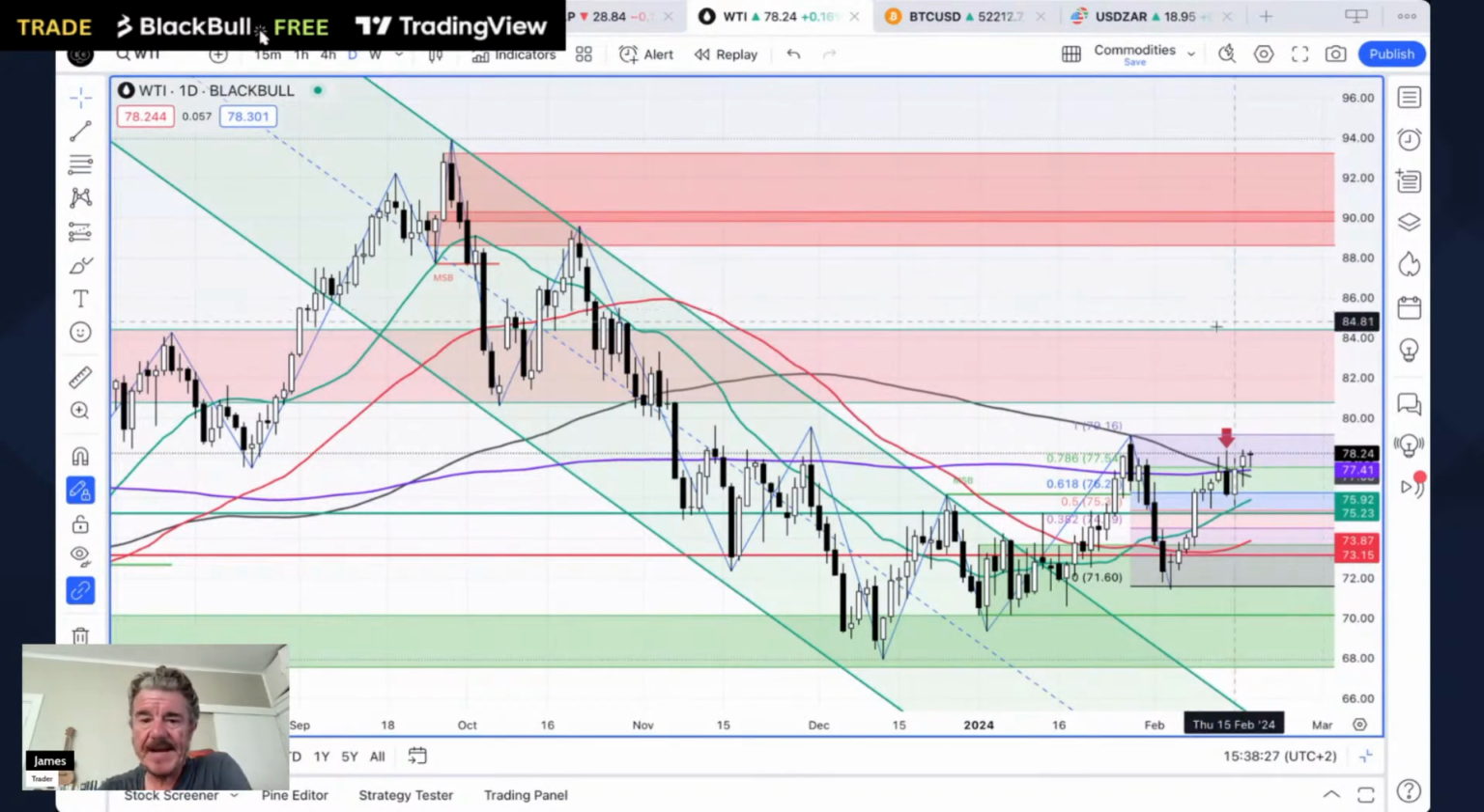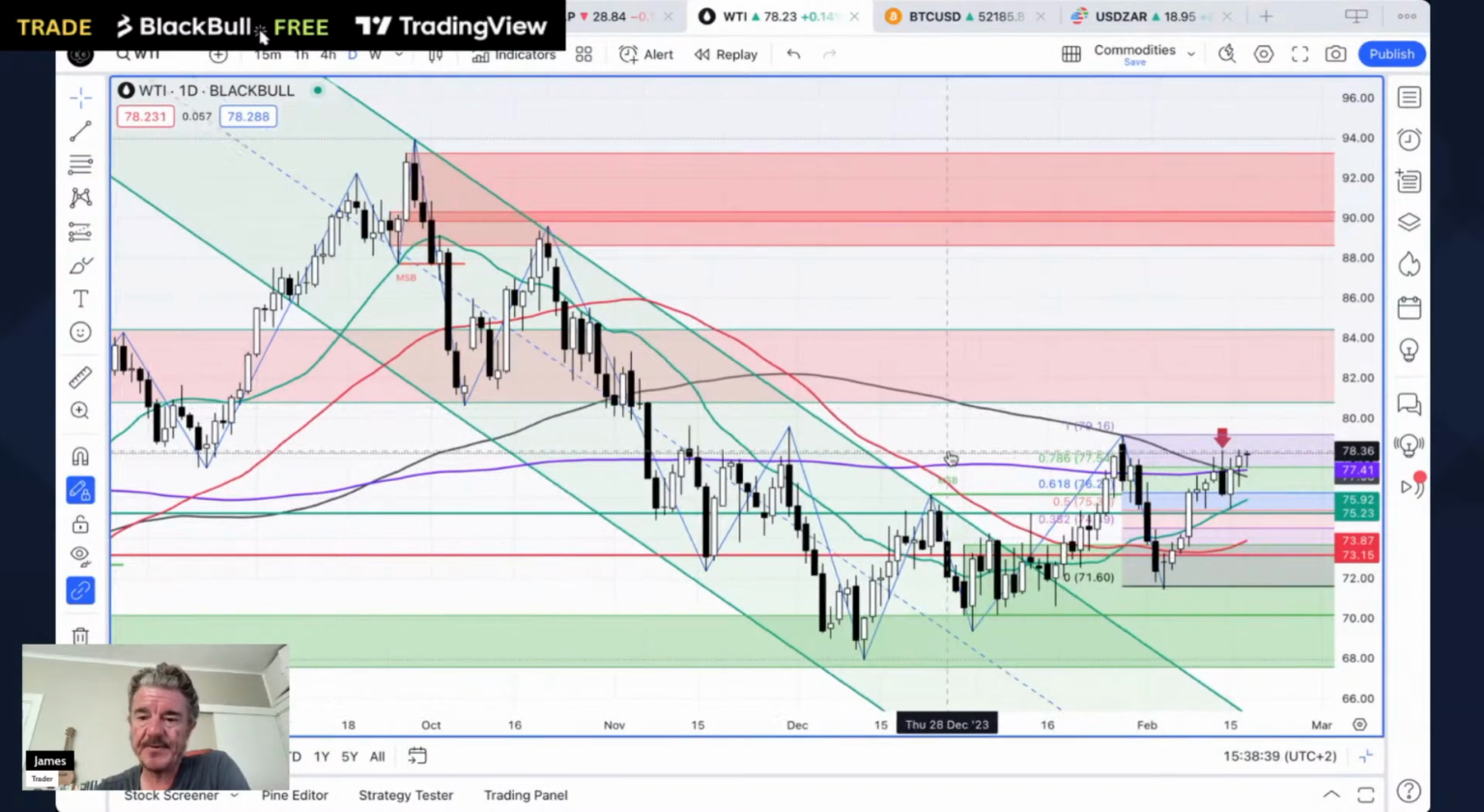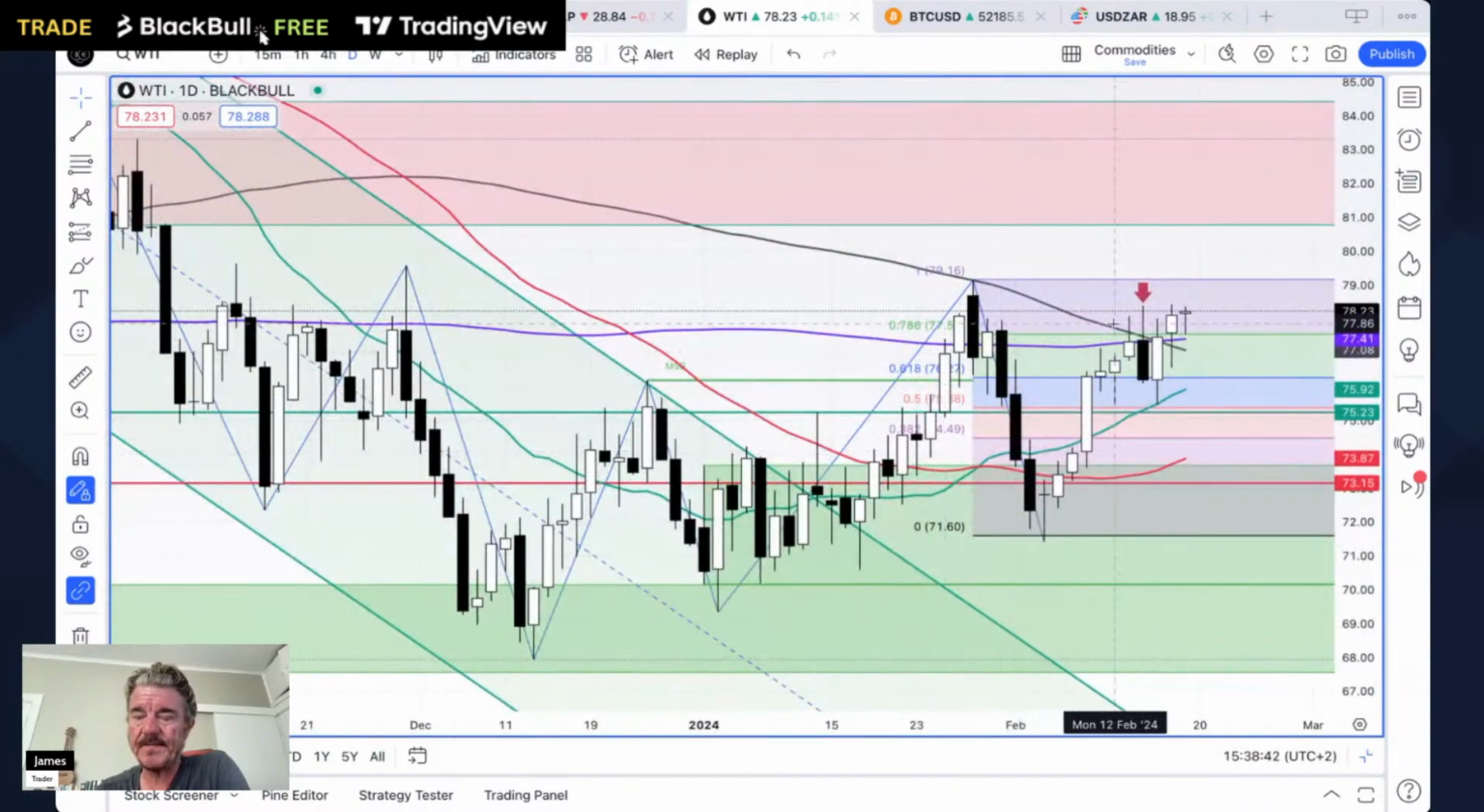I'm allowing for a move up into this area here, 80 to 84. And failing that, up into 88 to 92. So these two red regions. However, we are at resistance now. I do think that oil is going to move down. I think one of the main reasons for oil moving down is going to be economic downturn.